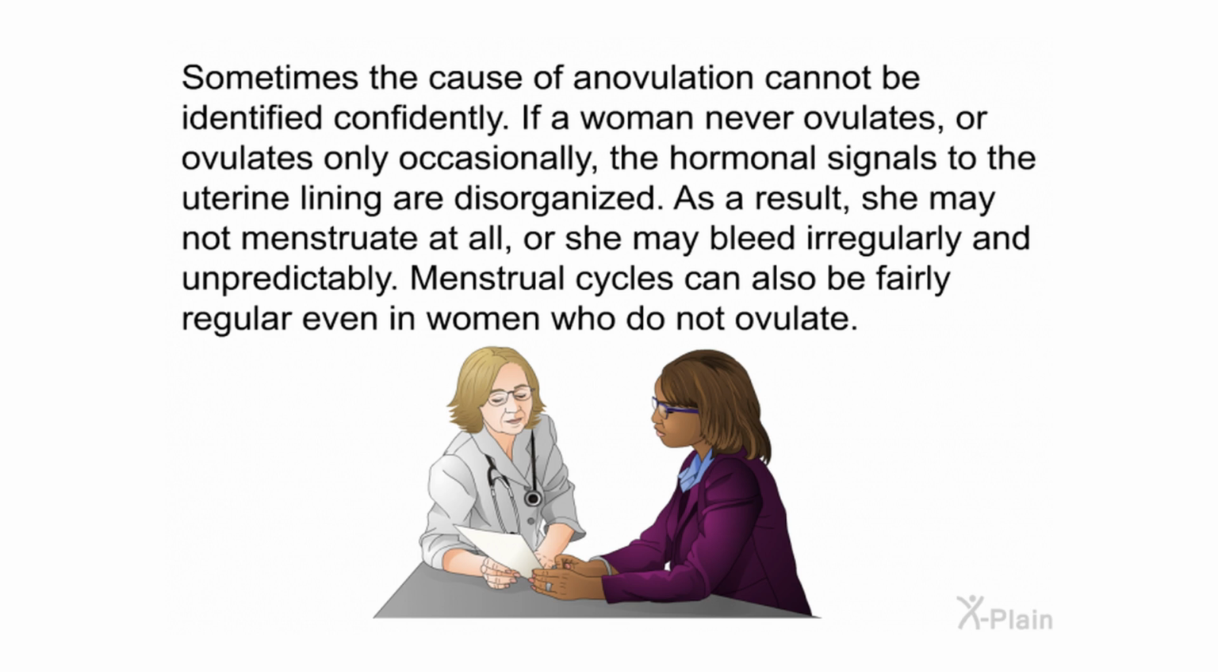Sometimes the cause of anovulation cannot be identified confidently. If a woman never ovulates or ovulates only occasionally, the hormonal signals to the uterine lining are disorganized. As a result, she may not menstruate at all, or she may bleed irregularly and unpredictably. Menstrual cycles can also be fairly regular even in women who do not ovulate.